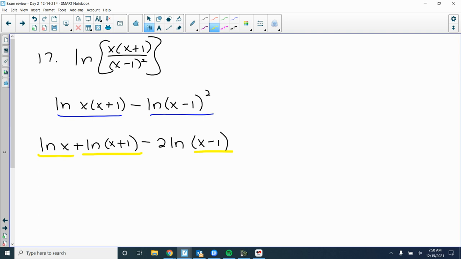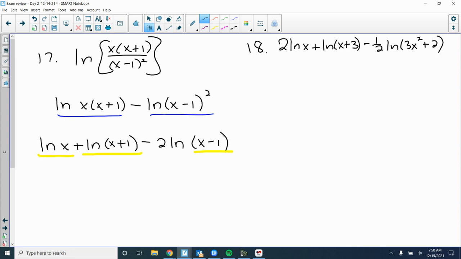All right, 18. Go in the opposite direction. 2 natural log of x plus natural log of x plus 3 minus 1/2 natural log of 3x squared plus 2. All right, condensed form. So condensed form needs to look like this, a single ln. Okay, you can't have one on top, one on bottom, one anywhere, just one ln, one log or one natural log. Okay, now you're going to go backwards.